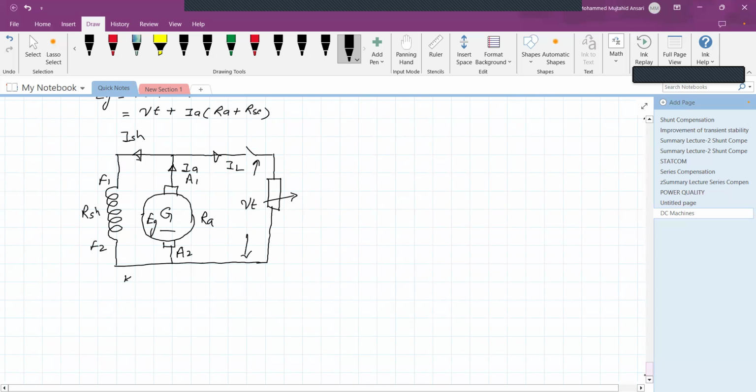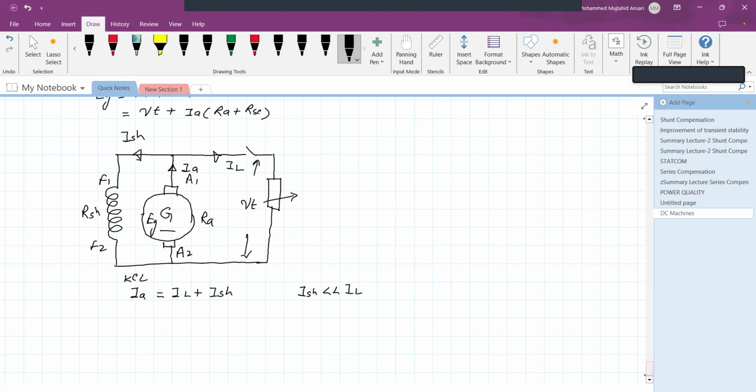If you apply KCL, we get the armature current IA equal to IL plus ISH. No doubt, ISH is very, very small compared to the load current because the load current is high. For example, the load current is 100 ampere, whereas the shunt field current is hardly 2 or 3 ampere, or it may be 5 ampere. So comparatively, it is very small.